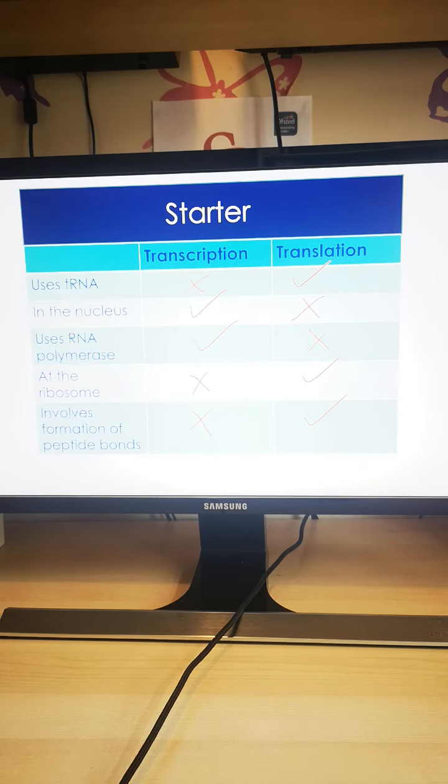Happens at the ribosome. So that is, of course, translation. And finally, it involves the formation of peptide bonds. That's just in translation as well. So I hope you have got all of those correct.